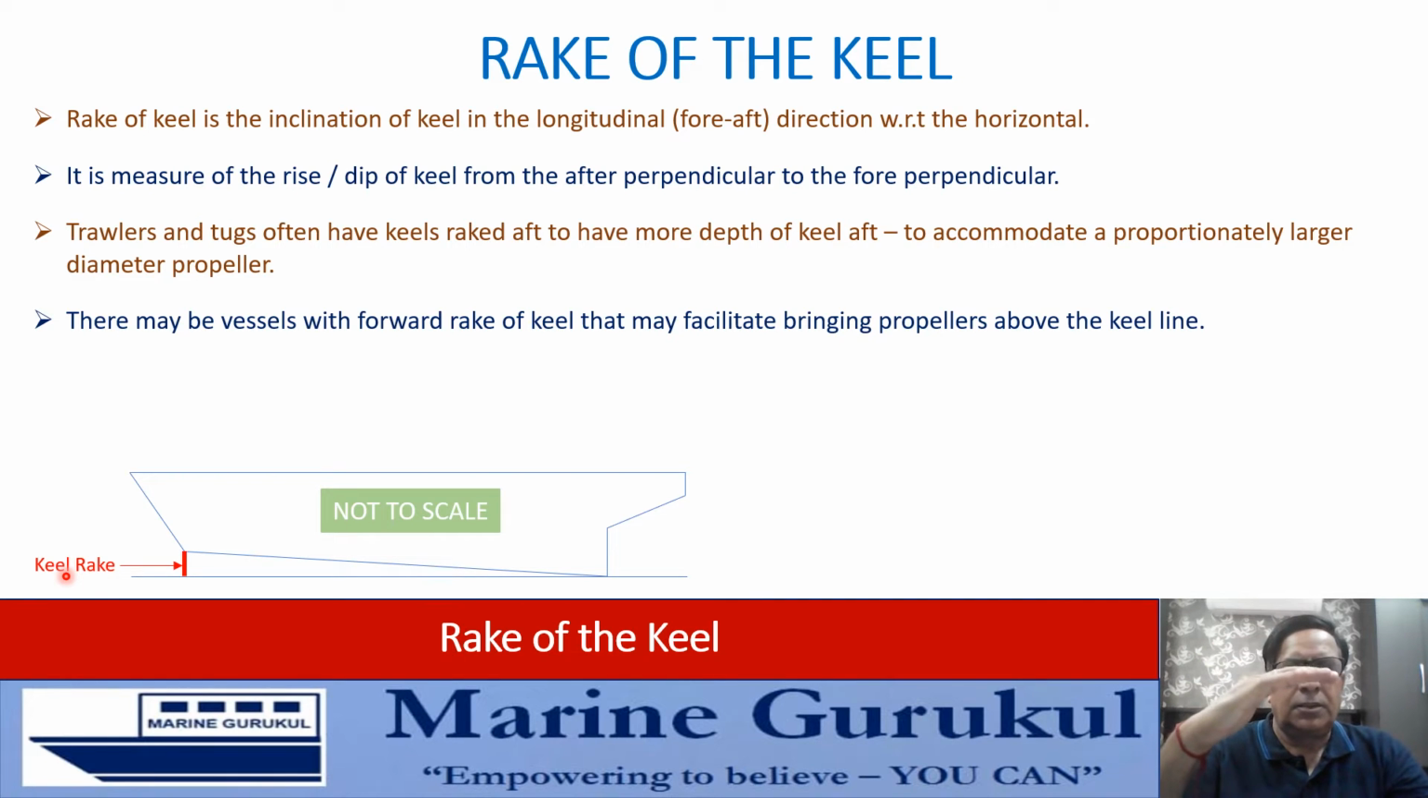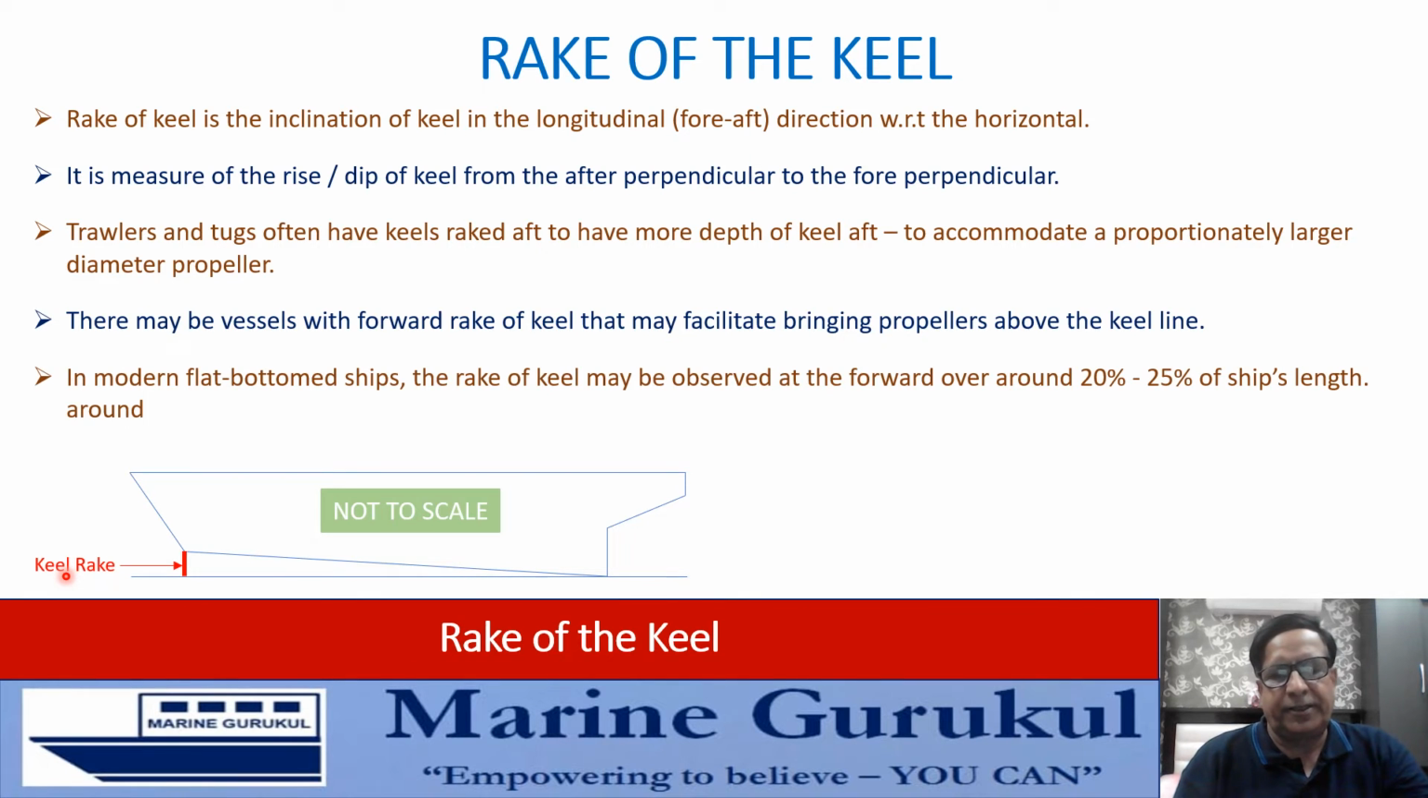That means there the keel at the forward end would be dipping down, and that will be called keel with forward rake. In modern flat bottomed ships, the rake of the keel may be observed at the forward end only over maybe 20 to 30 or 20-25% of the ship's length, as shown in this diagram which is coming up. You can see here the modern ships may have a rake like this.